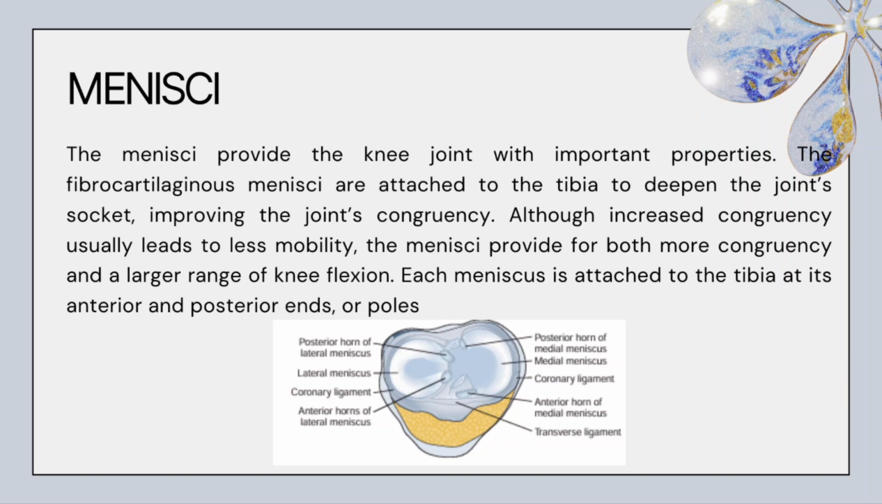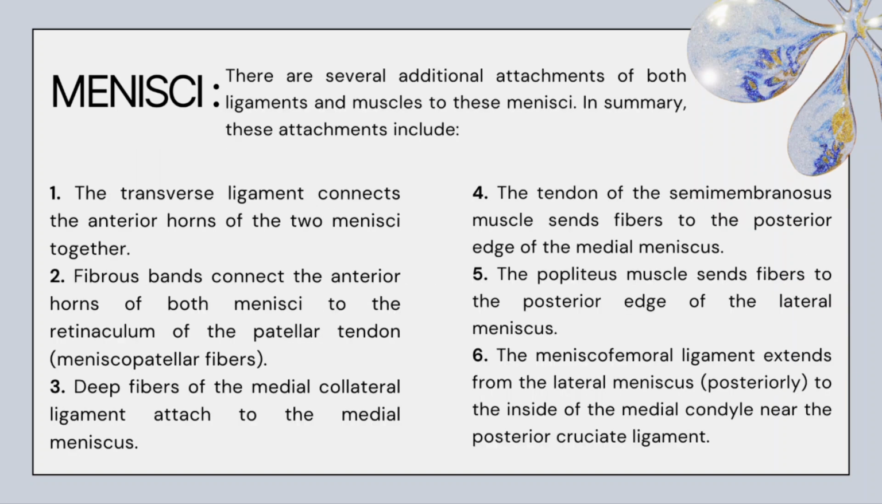The menisci provide for both congruency and a large range of knee flexion. So each meniscus is attached to the tibia at its anterior and posterior ends or horns. The menisci have several additional attachments of both ligaments and muscles.